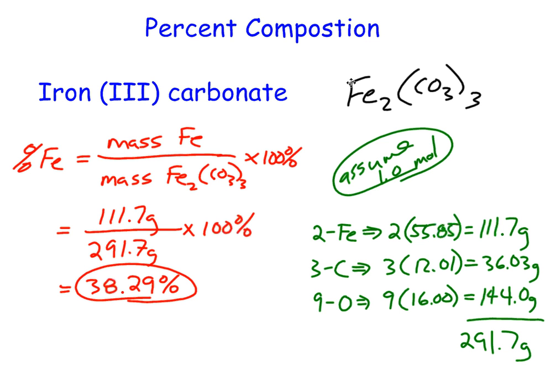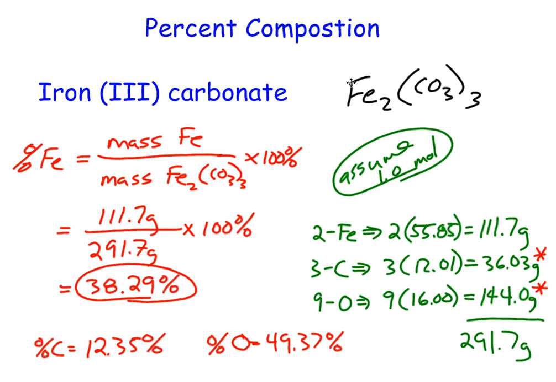Now, likewise, if you needed to calculate the percent carbon, you would use the mass of carbon over the total mass, and if you had to figure out the percent oxygen, you would use the mass of the oxygen divided by the total. If you go ahead and do those calculations, you should get percent carbon equal to 12.35%, and the percent oxygen equal to 49.37%.